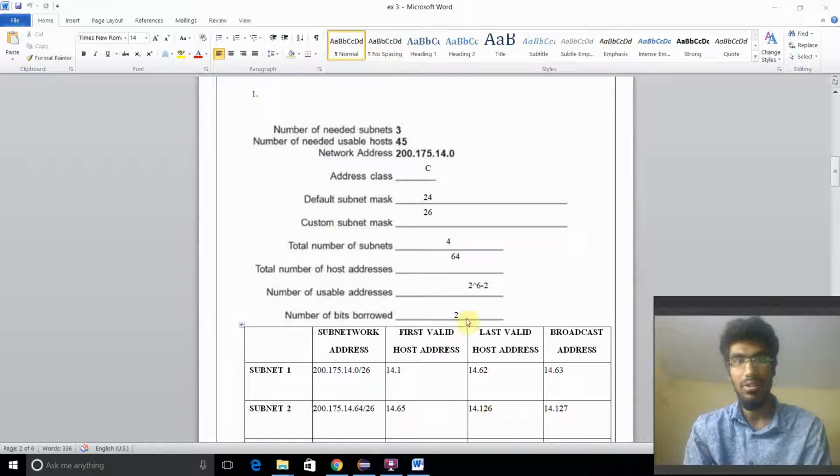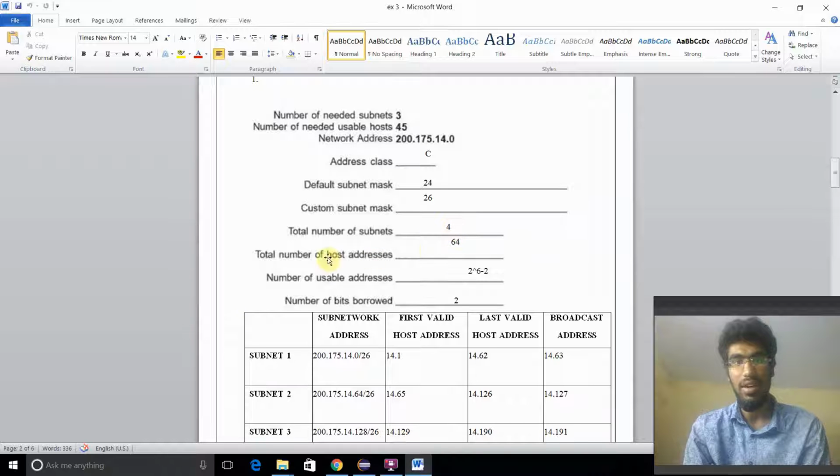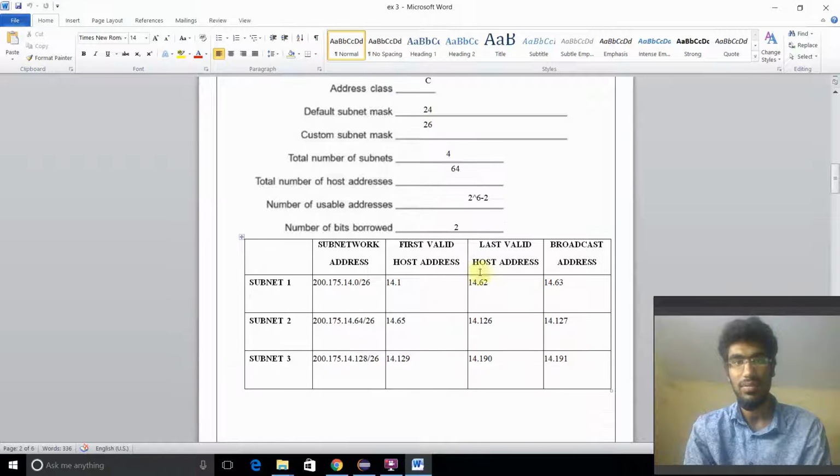Since we borrowed 2 bits, the custom subnet mask will be /26 here, and the number of subnets is 2 power 2, that is 4, and the number of host addresses is 64, and the number of usable addresses is 2 power 6 minus 2, that is 64 minus 2.